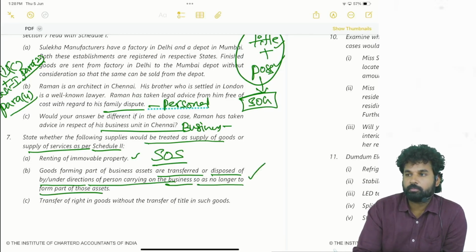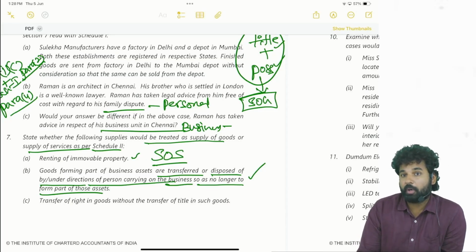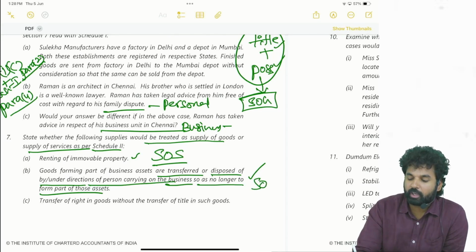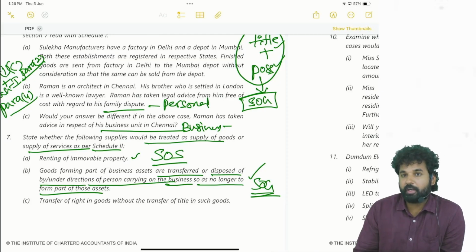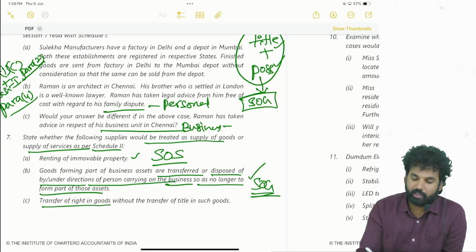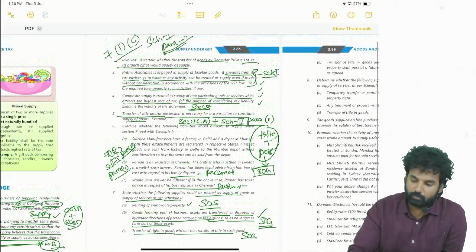Goods forming part of business assets are transferred or disposed of by or under the directions of the person carrying on the business, so as to no longer form part of the business assets. Supply of goods is nothing but permanent transfer of business assets, so as to no longer form part of the assets. If it is a temporary transfer, where just the usage has been transferred for a temporary period, or transfer of right in goods without transfer of title in goods, it is a supply of service.